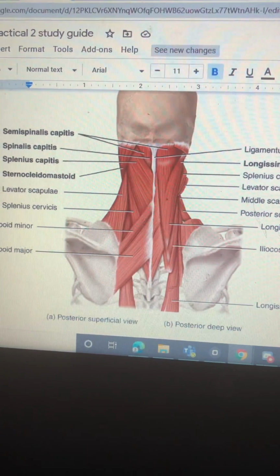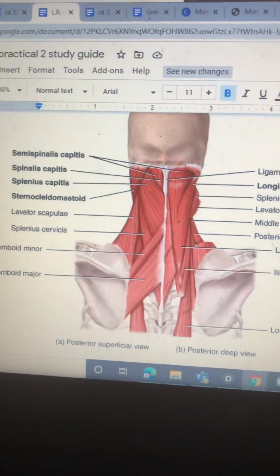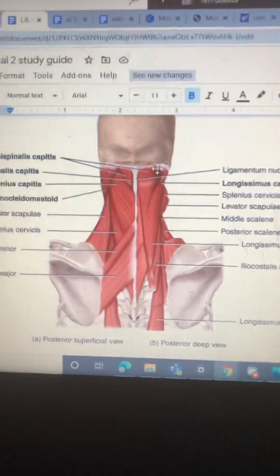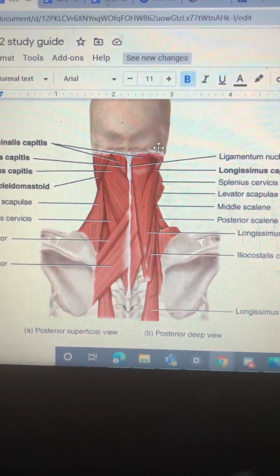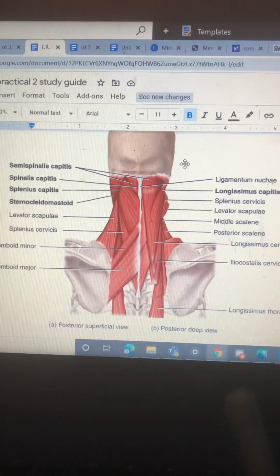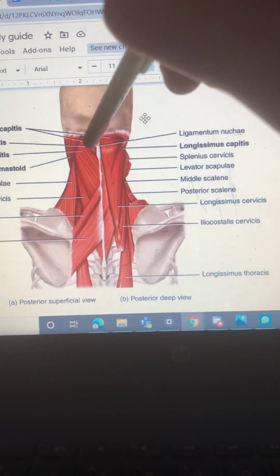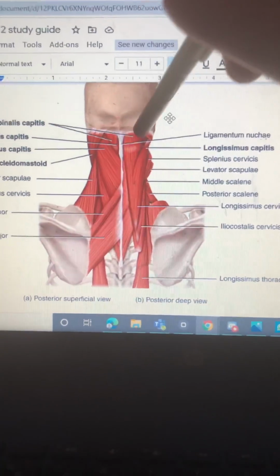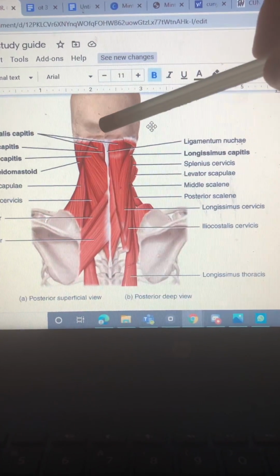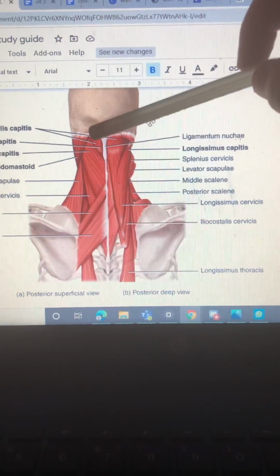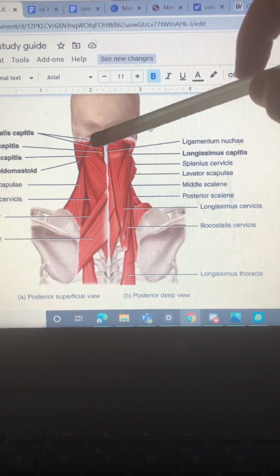The posterior superficial and the posterior deep view of the neck muscles. At the top, you have a few different things that all sound similar, so we'll try to differentiate between them. This here is the semispinalis capitis. This is the spinalis capitis. So semispinalis and spinalis right next to each other, right there.